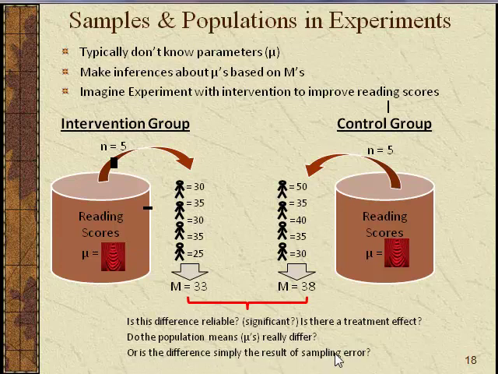Or is the difference simply the result of sampling error? Because it could be the case that if we pulled more scores out of here and more scores out of here, these means would change and they might converge. And if they converge, that means there's no difference between the two groups, that the experiment failed, that the intervention had no effect on reading scores.